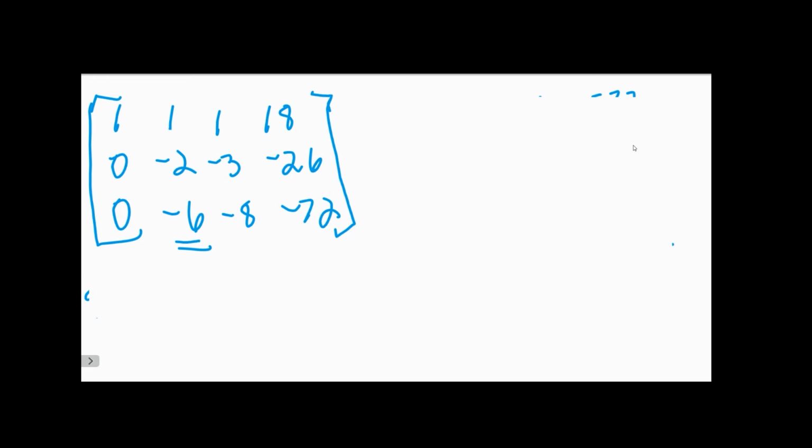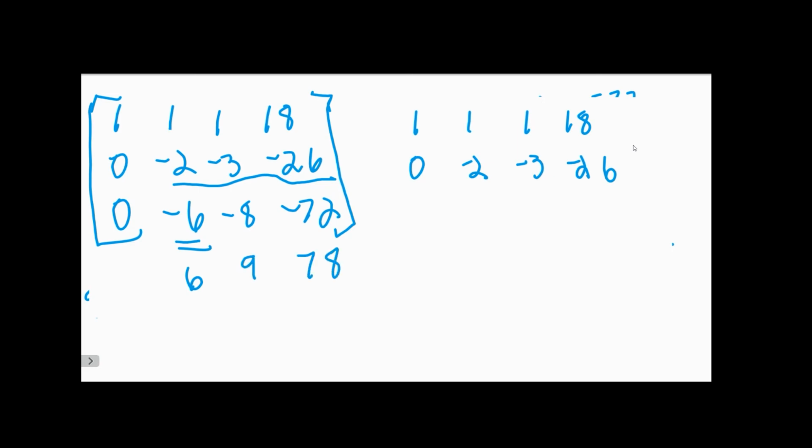All right, so I'm going to leave row 1 alone: 1, 1, 1, 18. I'm actually going to leave row 2 alone: 0, -2, -3, -26. But I'm not going to leave row 3 alone. So what I'm going to do is multiply row 2 by -3, which would turn its values into 6, 9, and 78. And I'm going to add that to row 3.